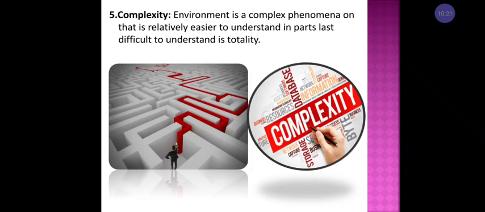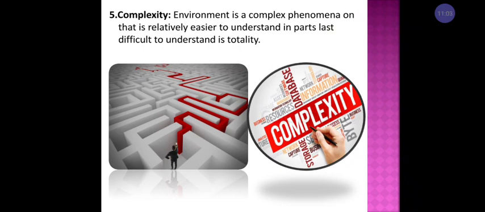And next one, complexity. It is difficult to understand the business environment because it keeps on changing. So the business environment has a nature of dynamism, uncertainty, and complexity also. And the next one, we have interrelatedness. Interrelatedness means one force depends on the other forces. Understood? That is called interdependence.